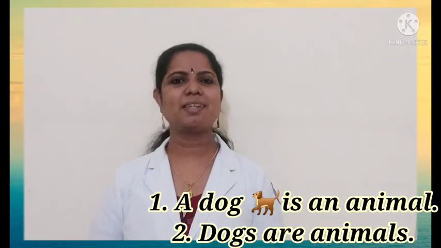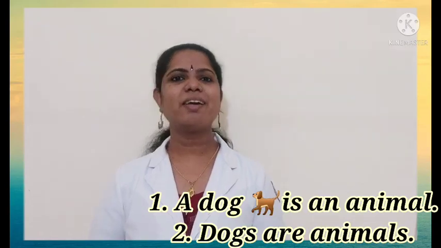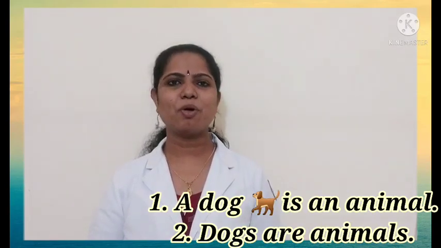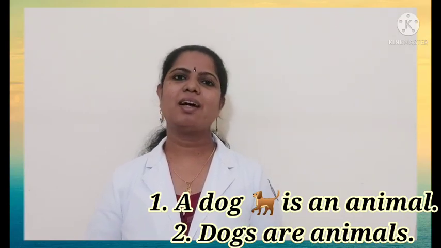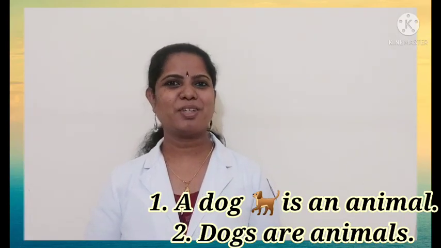Is a verb in that sentence. Now, dogs are animals. Here I am talking about many dogs, right? More than one dog. So I have to use are. Are is a verb in that sentence. Dogs are animals. So this is how the verb agrees with the subject in number.